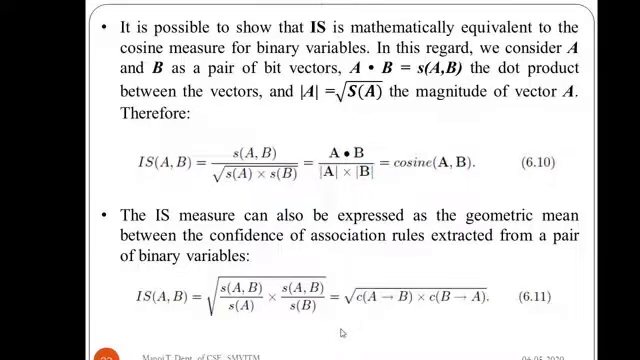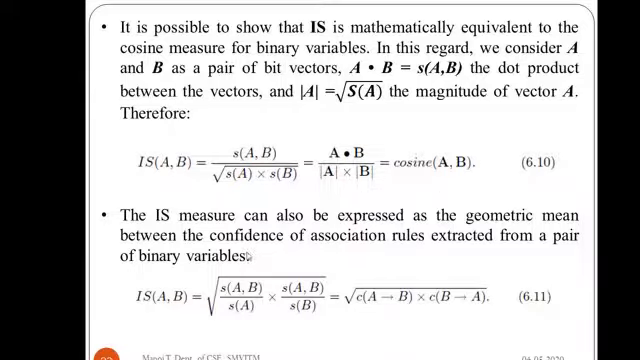So these are some results which they are going to show. The IS measure can also be shown to be equivalent to the cosine measure of binary variables. Already you have seen the cosine measure between two variables in the first module. The same thing we are going to carry over here, that is s of a comma b divided by square root of s of a into s of b will be equal to the cosine measure of binary variables, that is dot product of a and b divided by magnitude of a into magnitude of b, which is equal to cosine of a comma b.